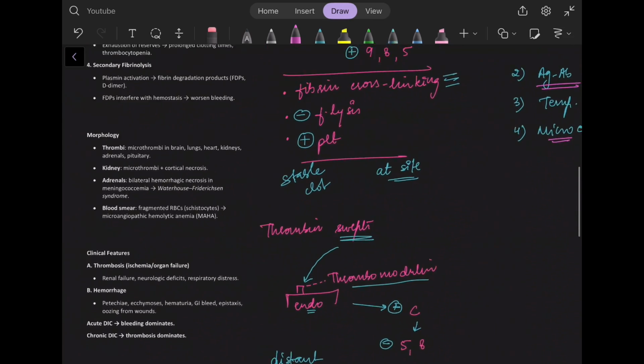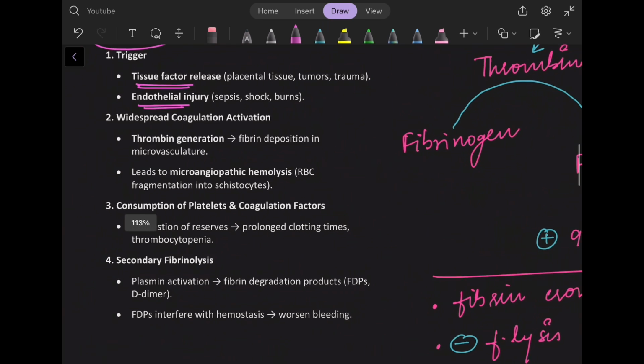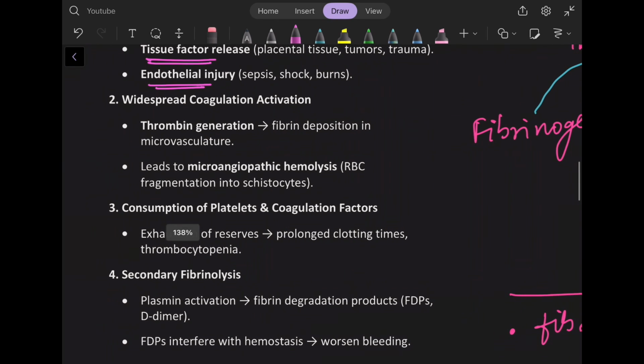Because of all this, widespread coagulation activation occurs. Excessive thrombin is generated, leading to fibrin deposition throughout the microvasculature. This fragments the red cells, producing schistocytes, producing a microangiopathic hemolytic picture. Then, since the platelets and clotting factors are consumed, the reserves are exhausted. So the clotting times are prolonged and thrombocytopenia sets in.